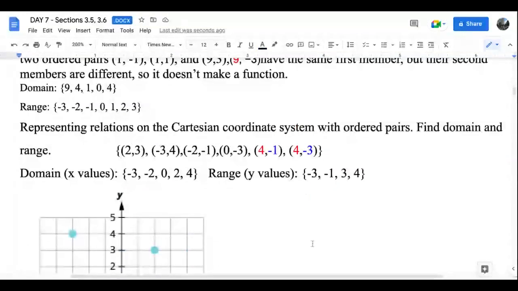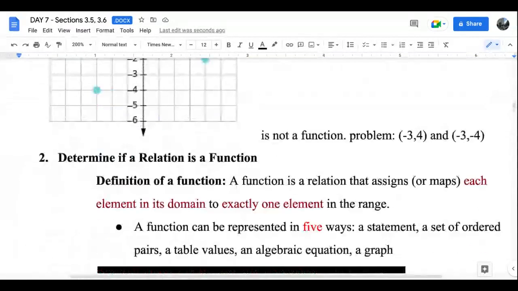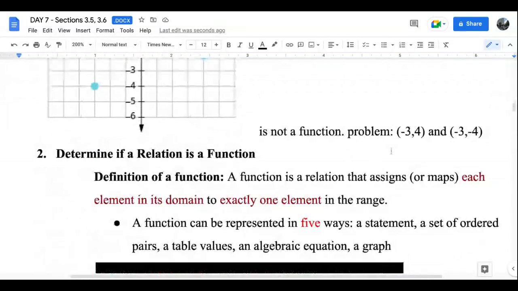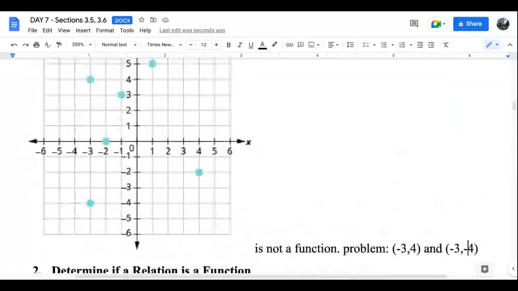But is this a function? No. Right? This is not a function. What's the problem? The problem is -3 corresponds to 4. -3 also corresponds to -4. So it's not a function.